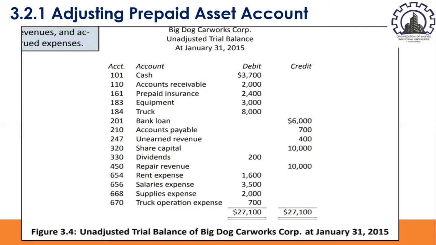Now, at January 31st, 1 month or $200 of the policy has expired. If we say expired, it's been used up already. Okay, so it's calculated as $2,400 divided by 12 months. So that becomes $200. And the adjusting entry on January 31st to transfer $200 out of prepaid insurance and into insurance expense will be this one.